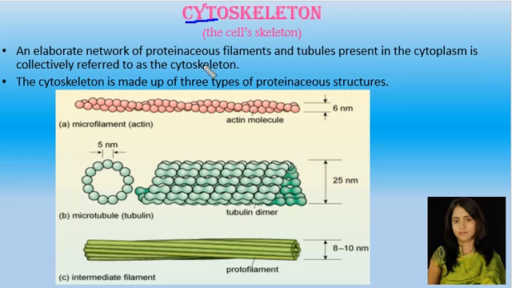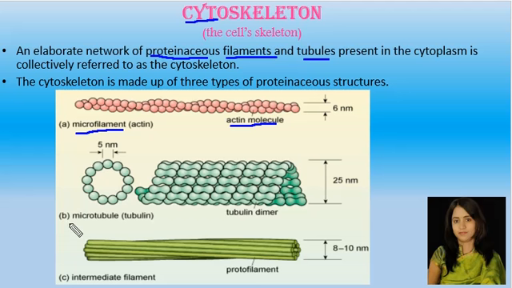The cytoskeleton, a network of proteinaceous filaments and tubules present in the cytoplasm, is collectively known as cytoskeleton. The cytoskeleton is made up of three types of proteinaceous structures. The first one is microfilament. The microfilaments are made up of actin proteins. A large number of actin proteins are connected together and form microfilament. Such large number of microfilaments are present.